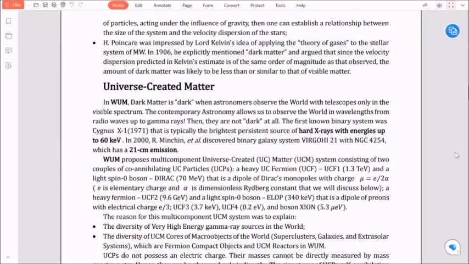A heavier fermion UCF2, 9.6 giga-electron volts, and a light spin zero boson LOP, 340 kilo-electron volts, that is a dipole of preons with electrical charge E over 3; UCF3, 3.7 kilo-electron volts; UCF4, 0.2 electron volts; and at last boson Xion, 5.3 micro-electron volts.